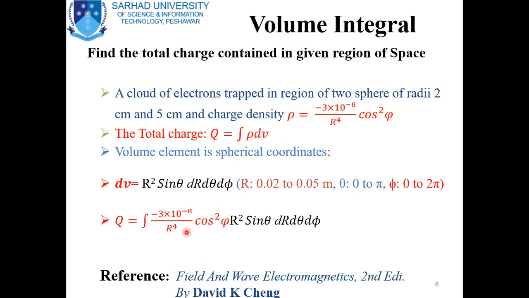So some parameters cancel, like r square will cancel with r^4, and we have an r square in the lower part, and then we integrate this integral for the given limits, and our answer will be equal to 1.8 pi multiplied by 10 to the power minus 6, and the unit of charge is coulomb, with a negative sign. This negative sign shows that the electron is a negatively charged particle.